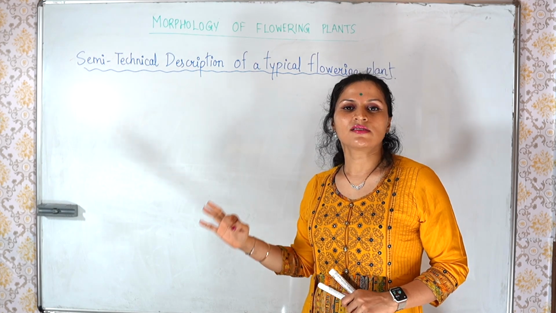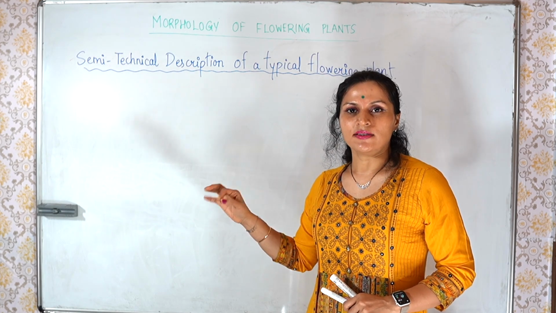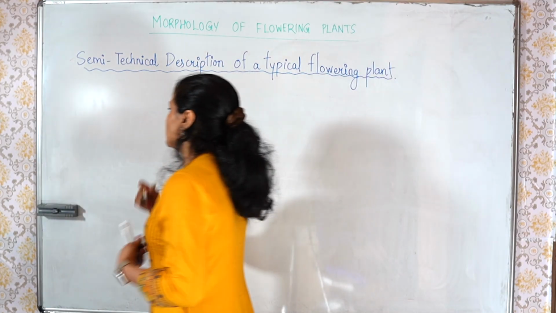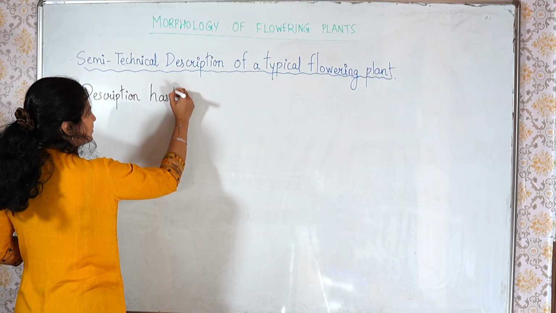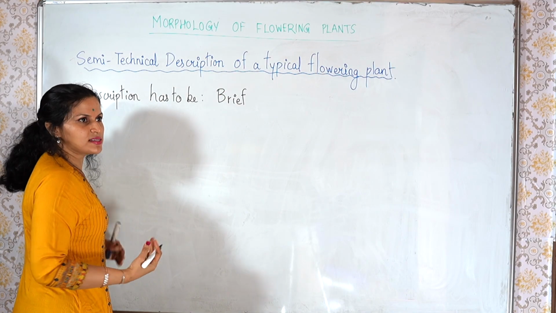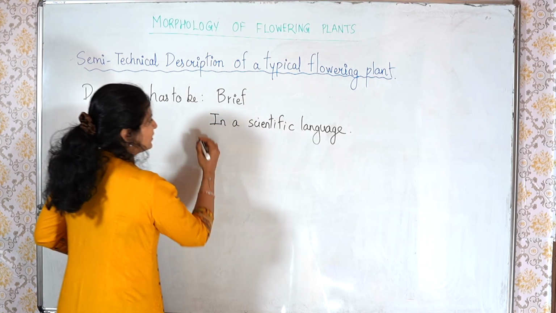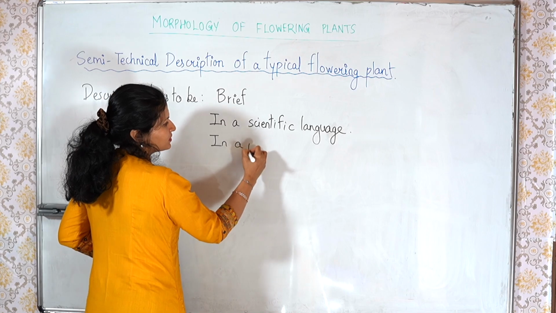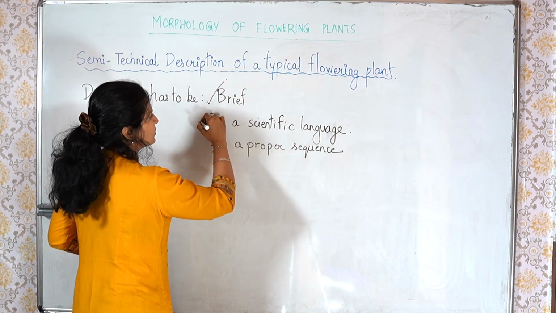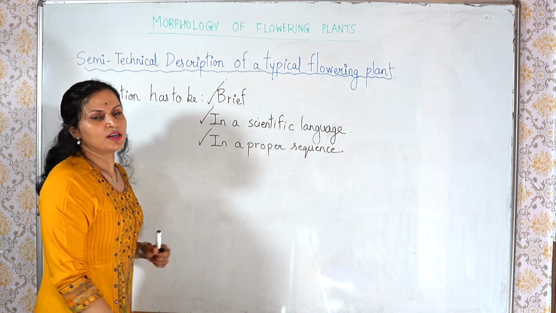There are three things that need to be considered while describing a flowering plant, and that is, the description has to be brief. You cannot use lengthy sentences. It should be in proper scientific language and it has to be in a proper sequence. These are the three rules that we need to follow for describing a flowering plant.